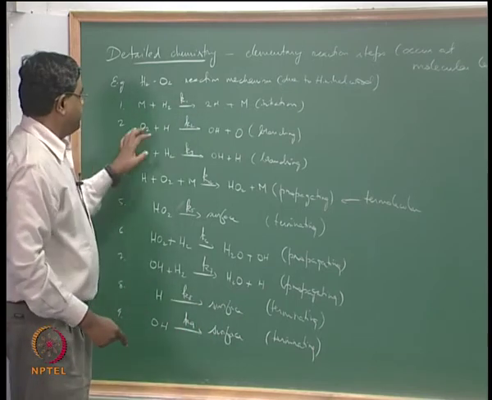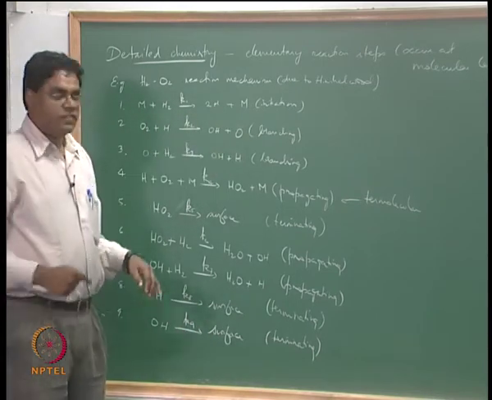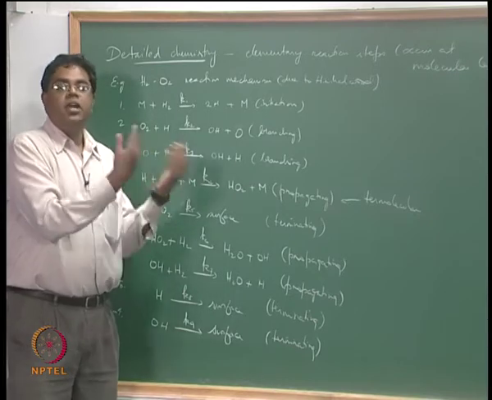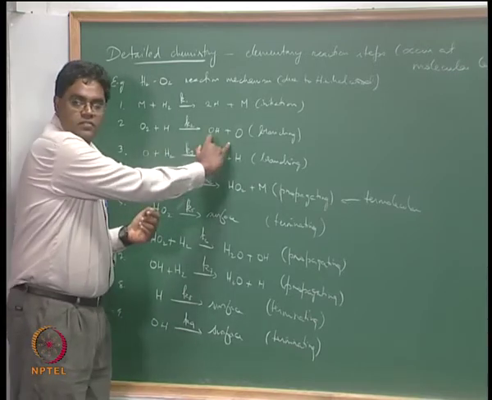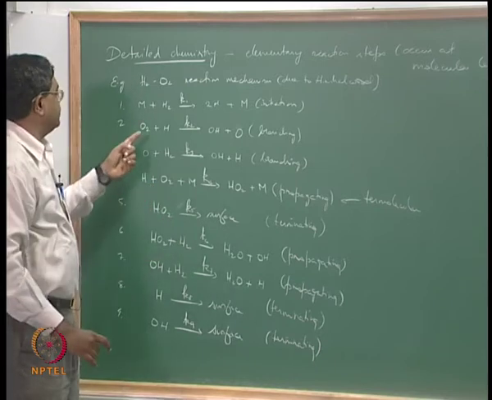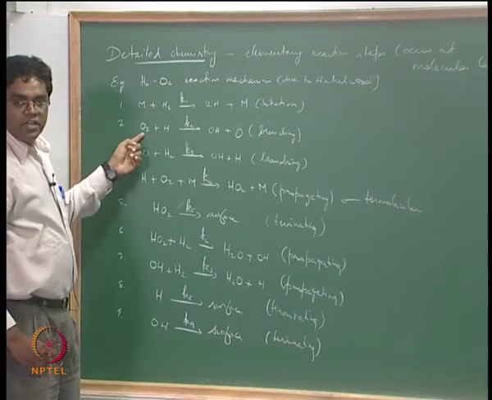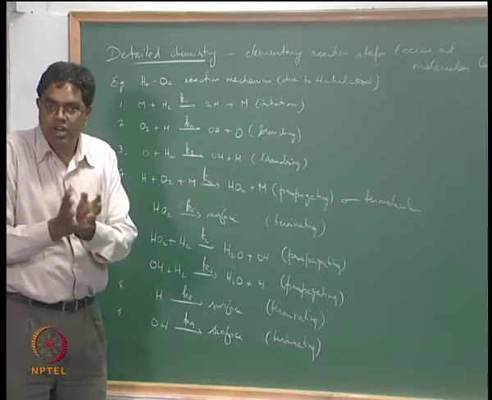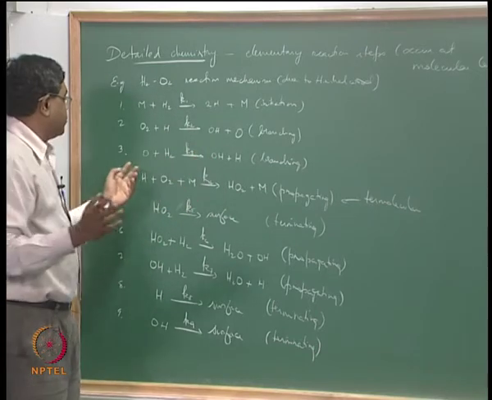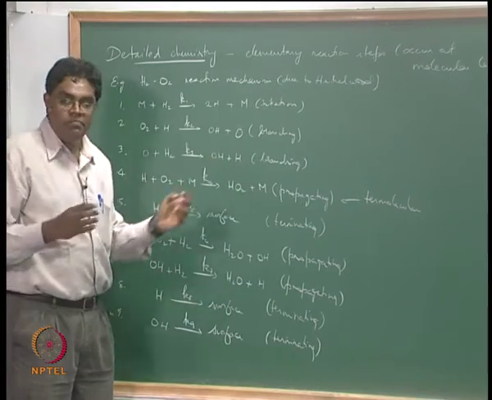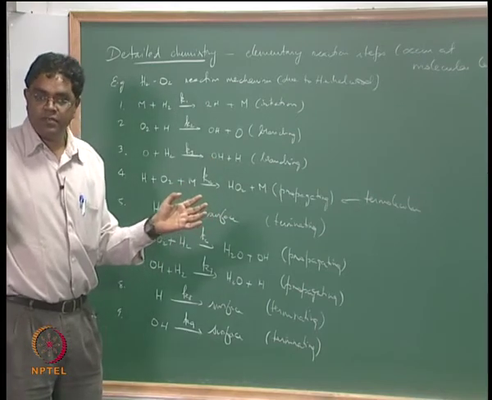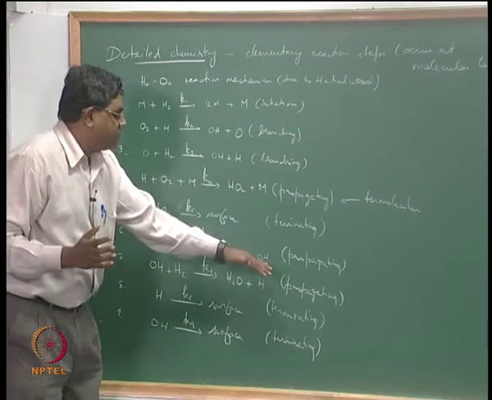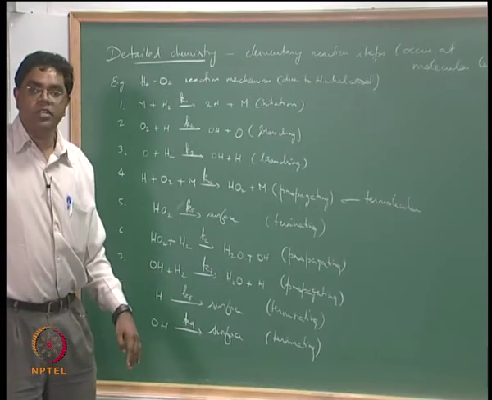When you say chain branching, what that means is it actually multiplies the number of intermediates. You started out with one stable reactant and one intermediate, but it results in two intermediates. That means it branches out. The third one is also actually multiplying the number of intermediates. The propagating steps are sustaining the number of intermediates.